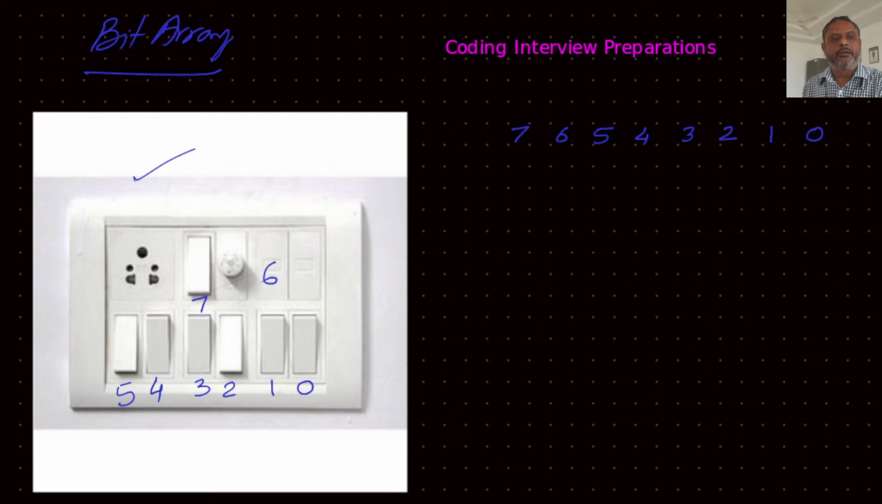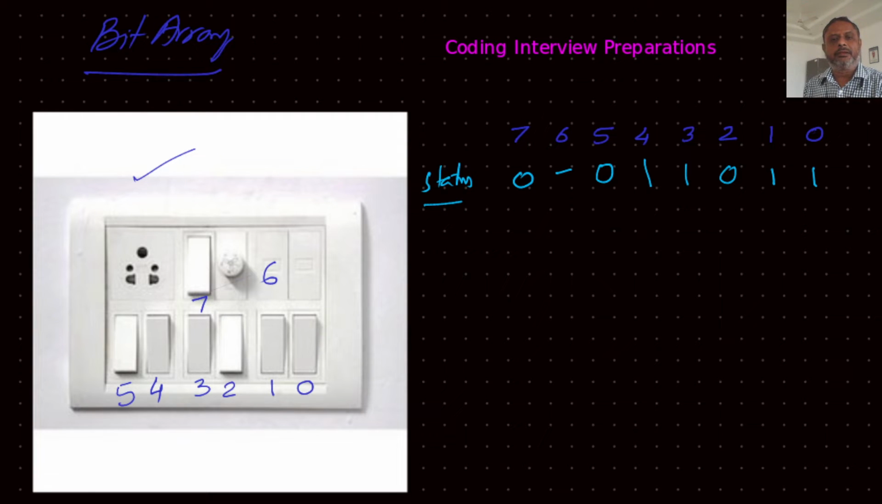If you look at the current situation, switch 7 is off, so that is represented by 0. Switch 6 doesn't exist, so whether it is on or off, can't say. Then switch 5 is off, switch 4 is on, switch 3 is on, switch 2 is off, switch 1 is on, switch 0 is on. So that's the status of switches. We can see this from the figure.